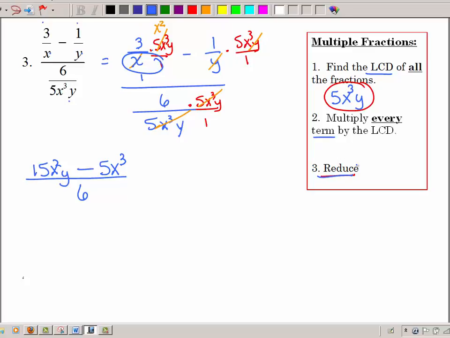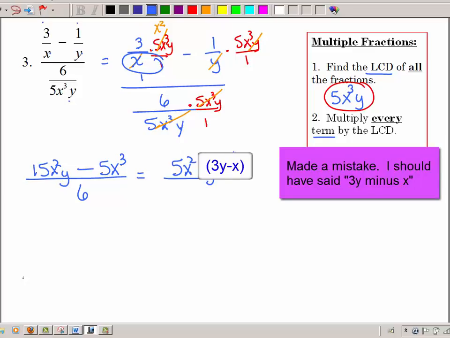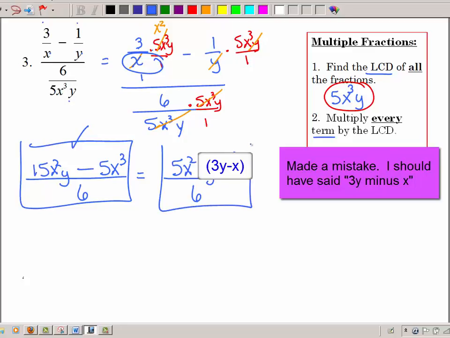Well, remember, we always have to factor. So what am I looking for in the top? A GCF of 5x squared. And I believe that would leave a y minus x on top of 6. Can I reduce that? No, nothing in common. So I could have stopped here. That would be correct. Or I could leave that as my final answer.